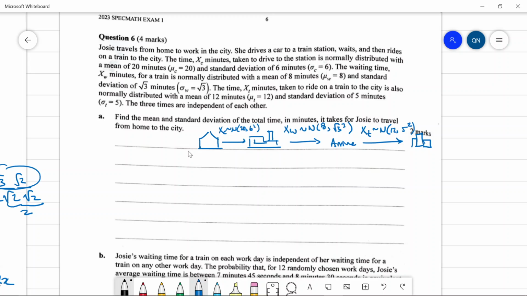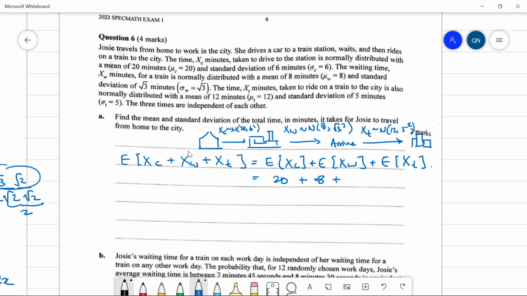So the mean of, let's just write it as this: E of xc plus xw plus xt is just the separate means. So E of xc plus E of xw plus E of xt. So you use the linearity of the expected value operator. And that's just going to be, well, what's E of xc? It was 20, and then plus 8, and then plus 12. So that's just going to be 40.